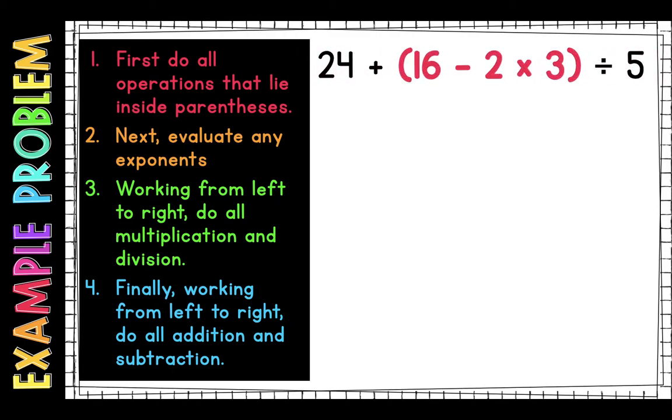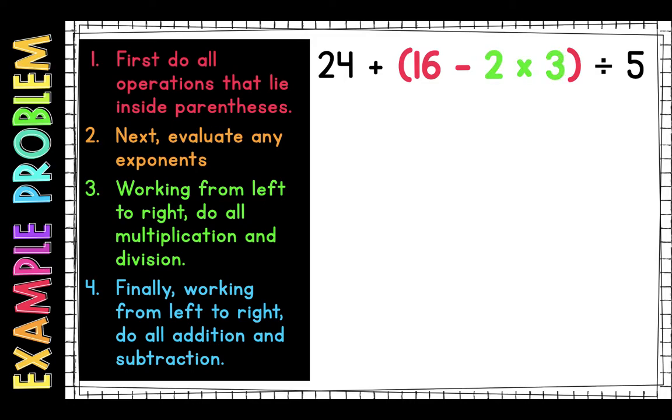minus 2 times 3. Now, I can see that I have subtraction and multiplication within these parentheses. So how do I know which to do first? Well, we're just going to go back to the order of operations. I don't have any parentheses within my parenthesis. I don't have any exponents, but I do have some multiplication and division. So I'm going to start with the 2 times 3.